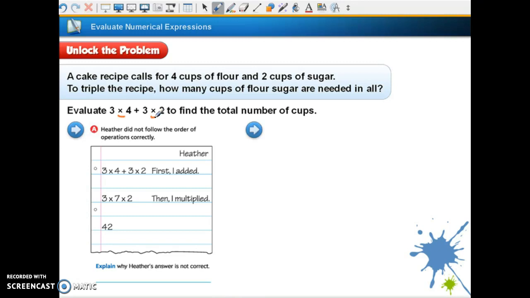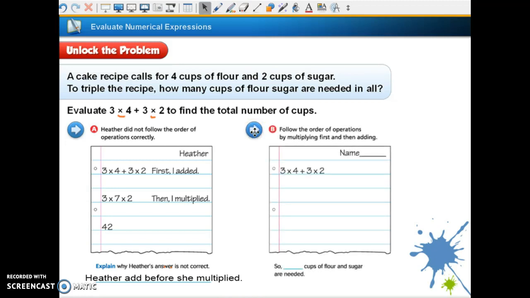Why is Heather's answer not correct? Heather added before she multiplied. Okay, this would be a good time to stop your recording and write that in. Heather added before she multiplied.